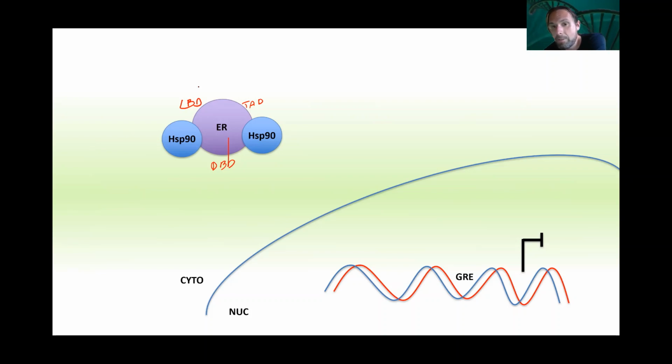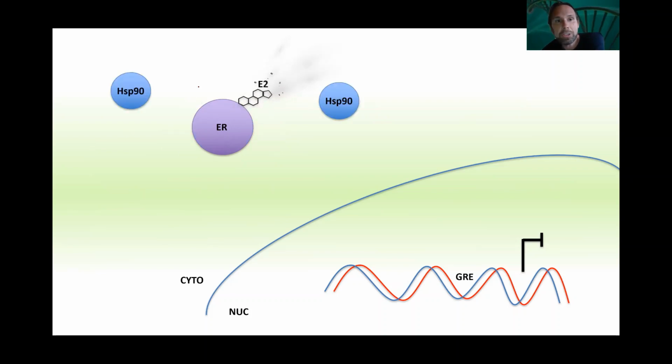So if it's not in the nucleus, it cannot activate estrogen responsive genes. You with me? All right, so the ligand that's going to activate the situation then is going to be, if you haven't guessed, estrogen. So if estrogen enters into the cell, estrogen binds to the ligand binding domain, and that causes the protein to kind of change its shape a little bit, and it ejects HSP90. So HSP90 now leaves. When HSP90 leaves, that exposes the nuclear localization sequence.